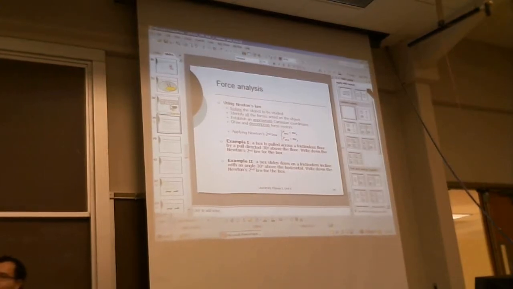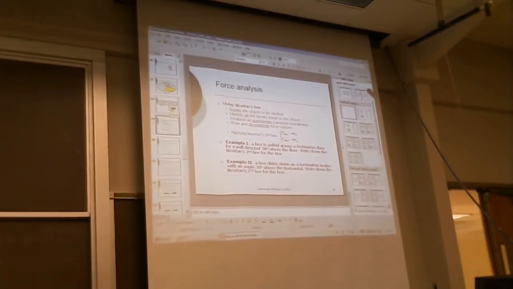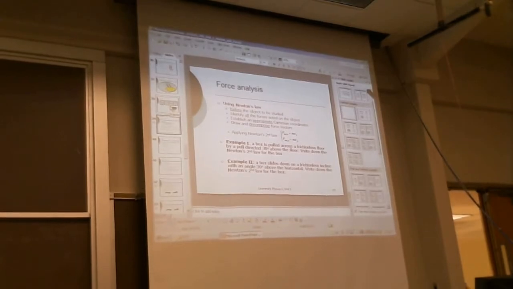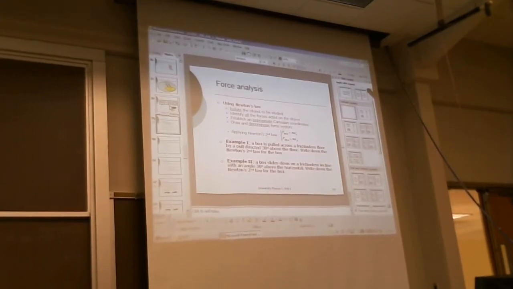Now let's go back to our common forces. In this class, of course, our goal is to analyze these common forces, how they are affecting the motion of some object. So the important part for us to do is called the force analysis. Roughly speaking, when you do a force analysis, you try to use Newton's second law to find out the acceleration.